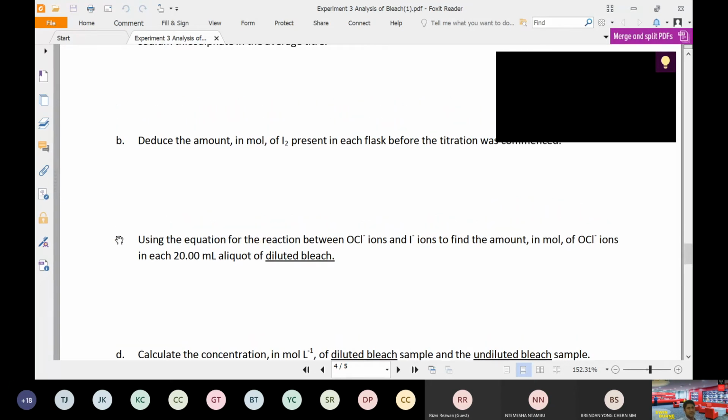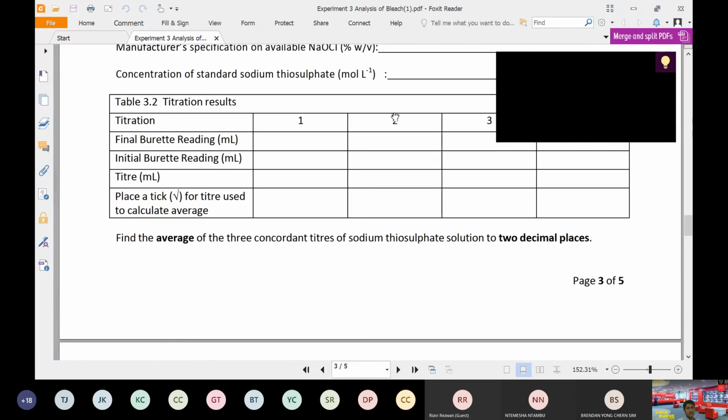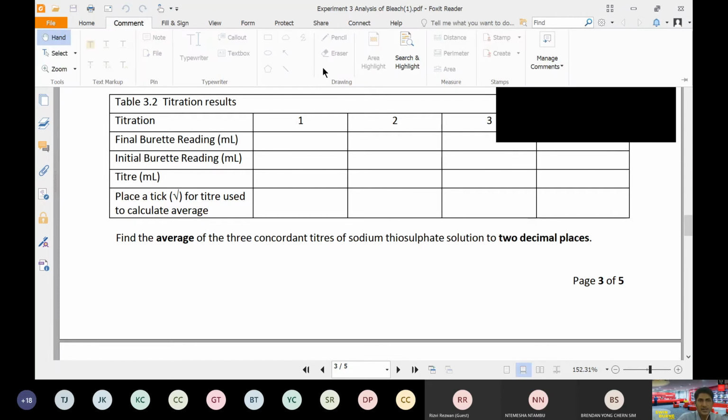For this number 3, it says each 20 milliliter, because 1, 2, 3, 4, we did the 4th titration. Every step we have taken the conical flask, right? I cannot draw because I don't know why it is disabled today suddenly.